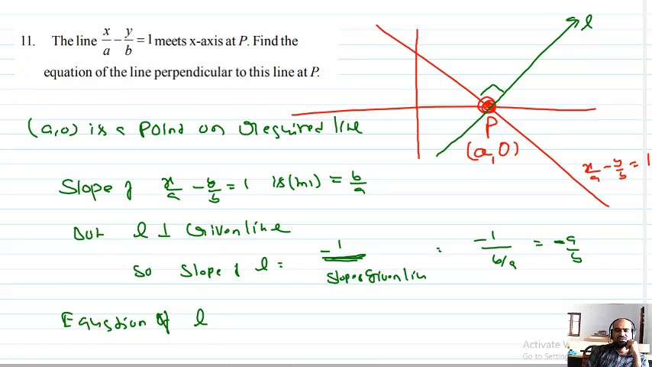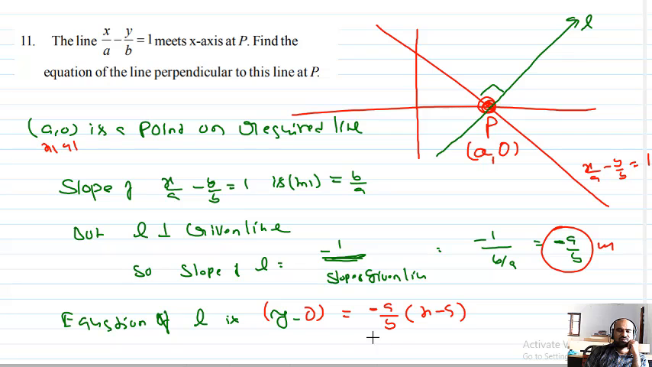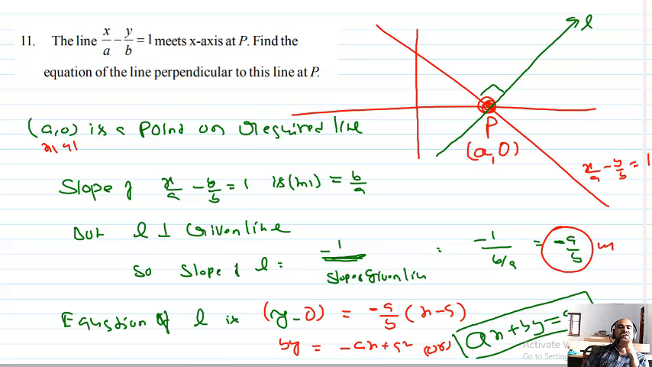Equation of L is y minus y1 equal to m into x minus x1. So this is acting as (x1, y1), and this is slope m. Cross multiplication gives ax plus by equal to a square. This is the equation of the required line.